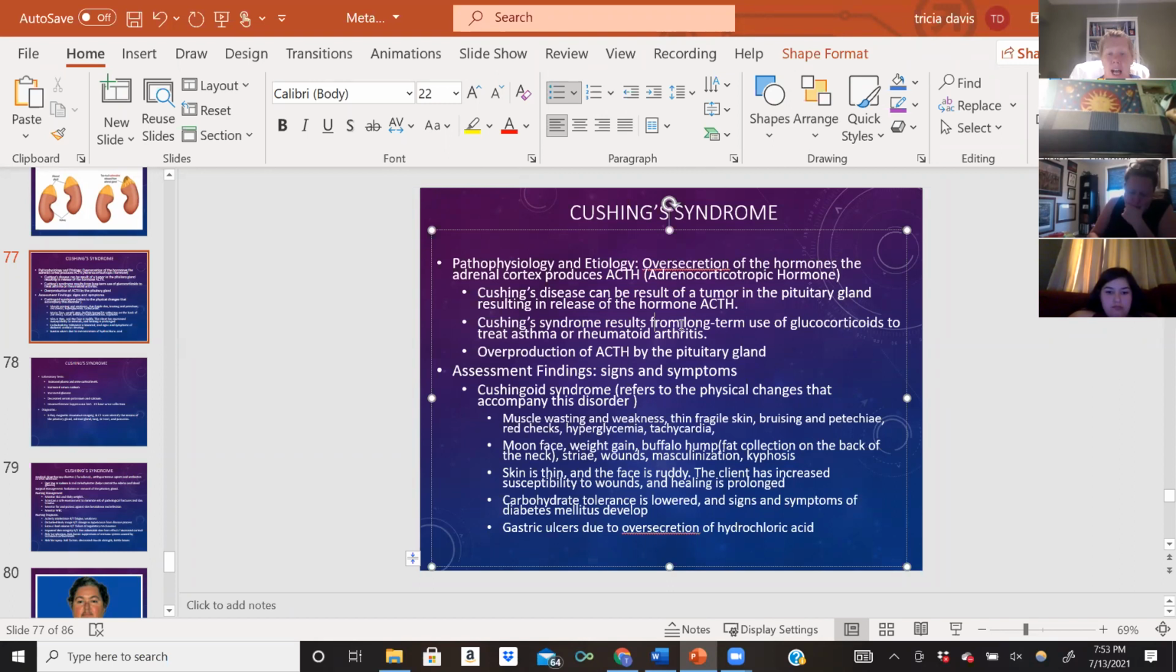Their carbohydrate tolerance is going to be lowered, so they are going to see signs and symptoms of diabetes mellitus start to develop. And they can develop gastric ulcers because of the oversecretion of hydrochloric acid in the GI system.